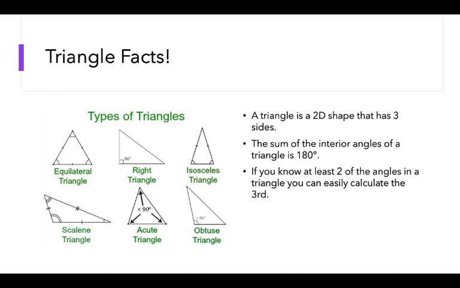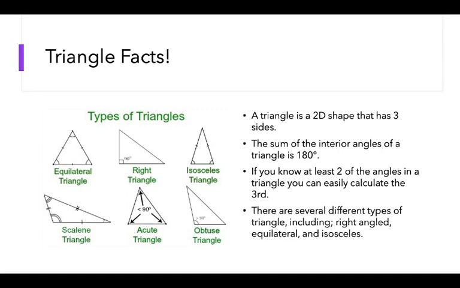So if we know at least two of the angles in the triangle, we can easily calculate the third angle, because the third angle must make the sum of all three add up to 180 degrees. There are several different types of triangle, including a right-angled, equilateral and isosceles triangle.